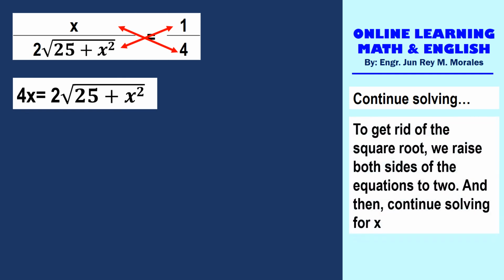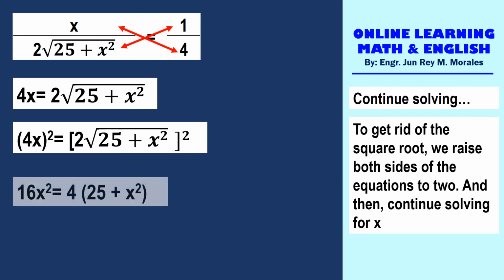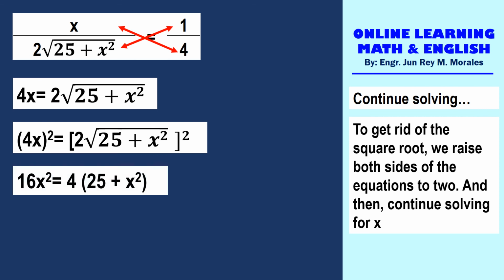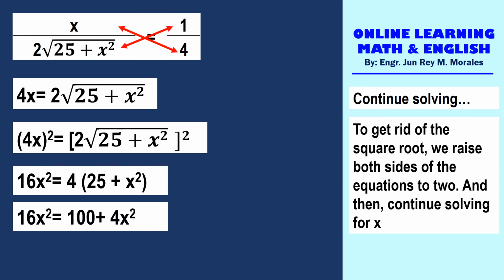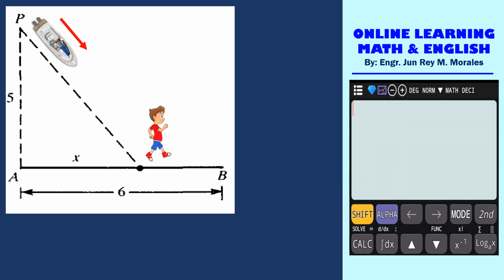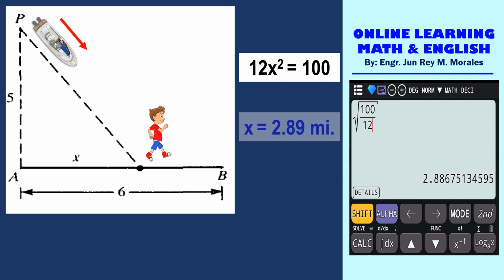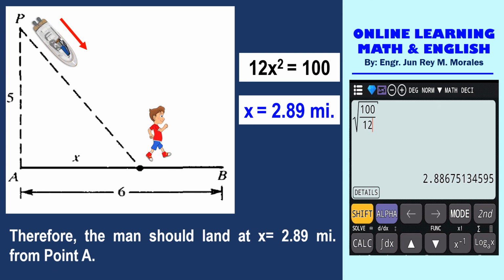To get rid of the square root, we raise both sides of the equation to 2. And then, continue solving for x. Therefore, the man should land at x equals 2.89 miles from point A.